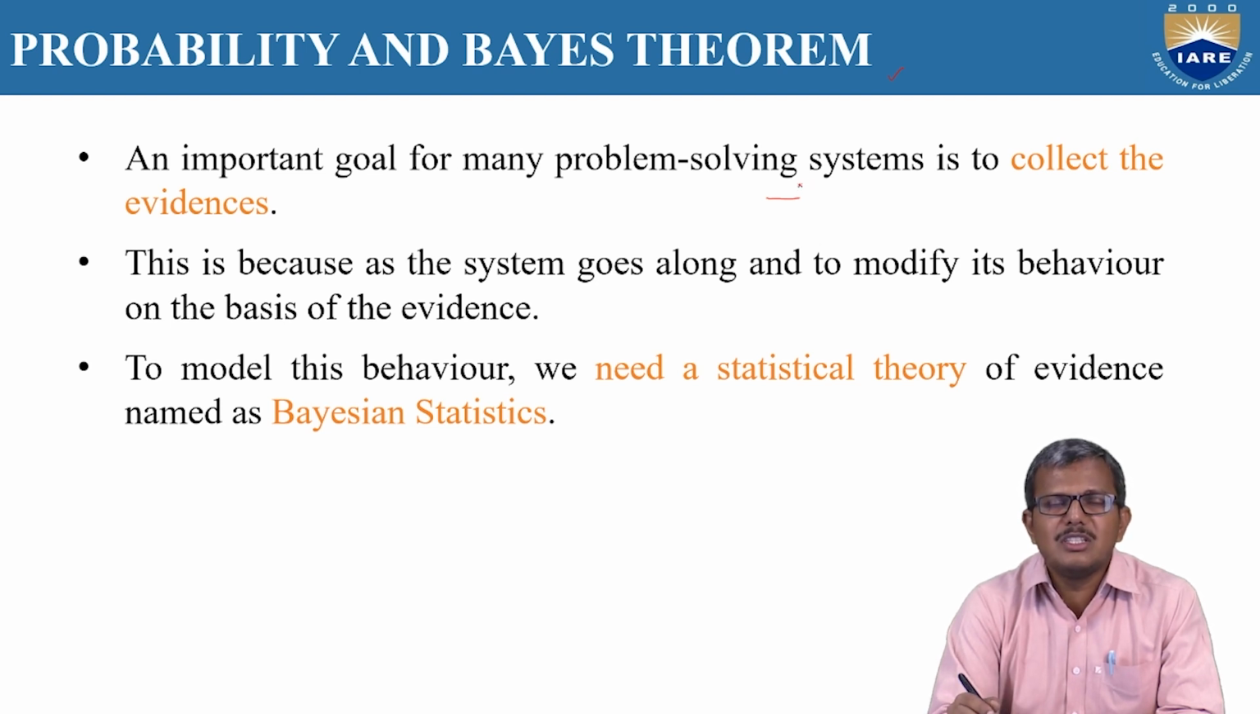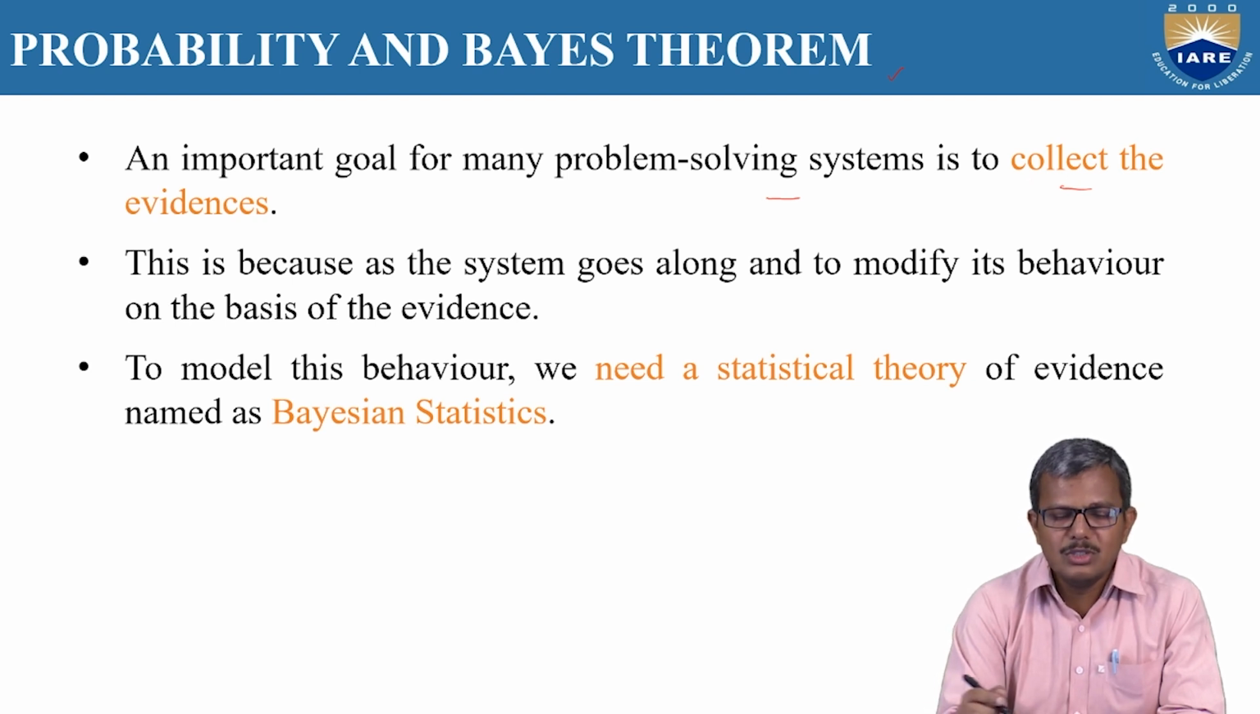Reasoning itself is nothing but giving some kind of conclusion to a particular situation. If you want to give more strength to your conclusion, then you should have more knowledge. How is that more knowledge obtained? By collecting the evidence. The more evidence you collect, the more accurate a conclusion you can give. This is because the system goes along and modifies its behavior on the basis of evidence. This is also important.